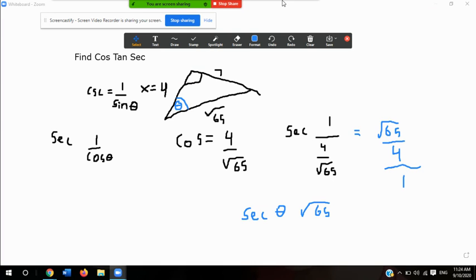Give me 1 sec, ladies and gentlemen. This is not cooperating with me today. Here we go: the square root of 65 over 4. And that is the secant of z, ladies and gentlemen. Pretty simple, nothing out of the ordinary.